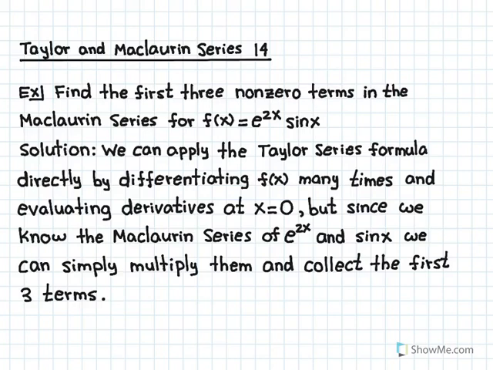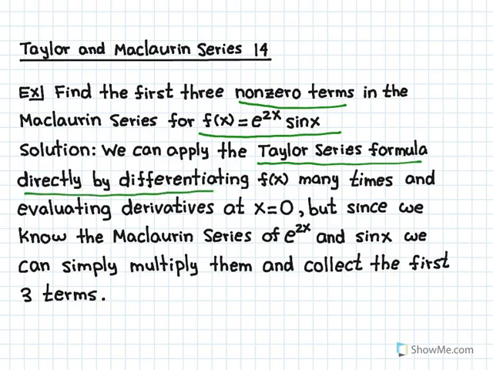In this video, we're going to continue our discussion of Maclaurin and Taylor series. Find the first three non-zero terms in the Maclaurin series for f of x is equal to e to the power of 2x times sine x. We can certainly apply the Taylor series formula directly by differentiating f of x many times and evaluating derivatives at x equals 0. But since we know the Maclaurin series of e to the power of 2x and the Maclaurin series of sine x, we can simply multiply them and collect the first three terms.